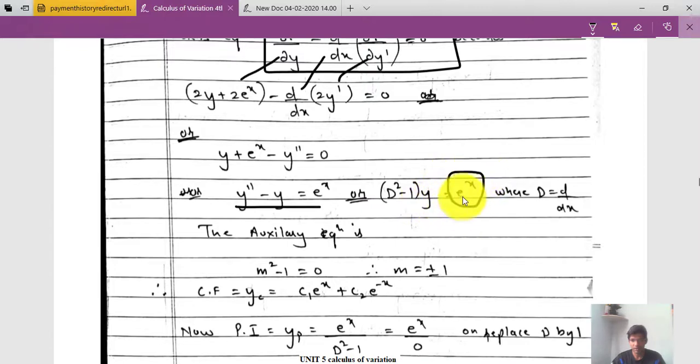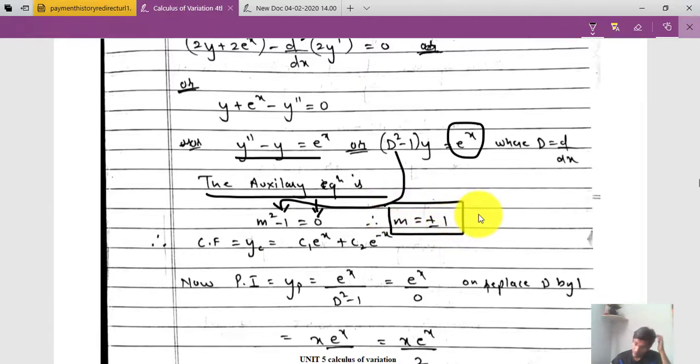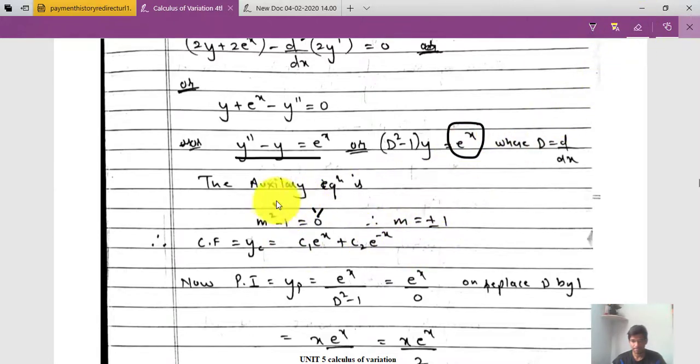Now this is a standard form. This is a second order linear differential equation with the right hand side being the function e raised to x. First thing is, I need to find the solution of this given differential equation. So I take the auxiliary equation and equate it to 0. The auxiliary equation is m square minus 1, and I get my roots as m equal to plus or minus 1, which are real and distinct. So when the roots are real and distinct, I can write my complementary function as c1 e raised to x plus c2 e raised to minus x.